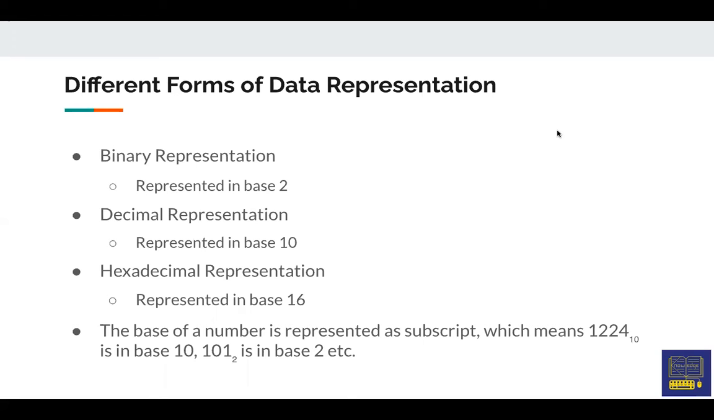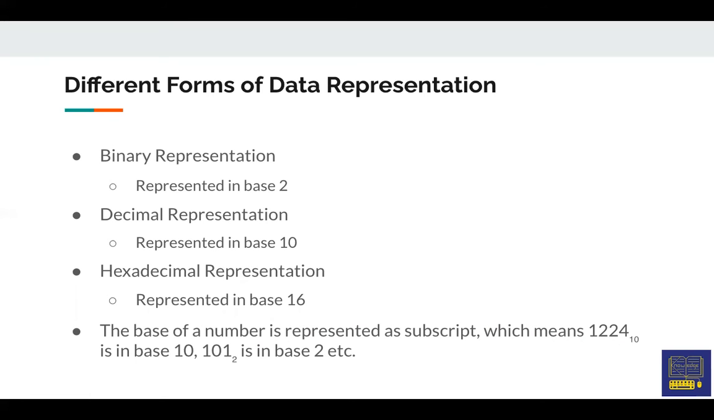Now, if you don't know what something represented in base something means, we'll go over that in some time. But the main distinction between these different forms of data representation is that they use a different kind of base. All right, and generally whenever we write the base of a number, it is written as a subscript. So say this number 1224 is in base 10, 101 is in base 2. And if there is no subscript, then it's assumed to be in base 10.